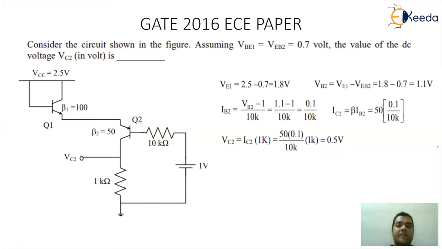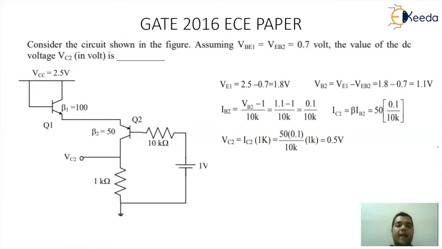Whatever is the value of VE1, that is directly the value of VE2. On similar lines, we will find the value of VB2 as VE1 minus VEB2, because VEB2 is VE2 minus VB2, and we have here VE1 same as VE2. So substituting, you will get the value of VB2 as 1.1 volt.